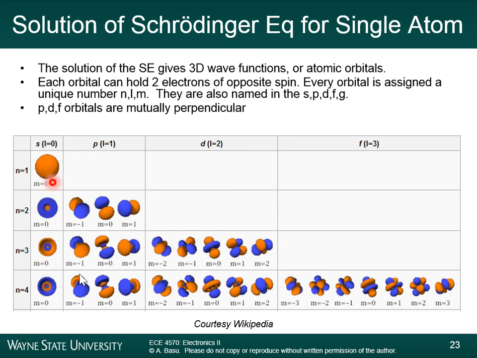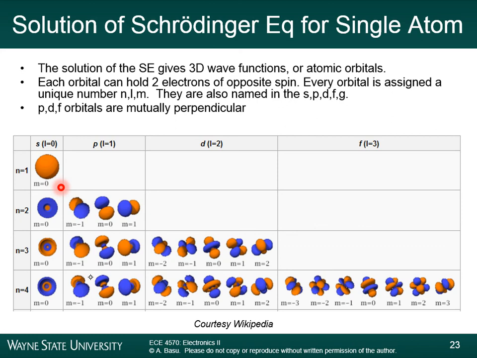In the first energy level, n equals 1, there's one possible orbital. Each orbital can hold 2 electrons of opposite spin, up and down. And every orbital is assigned a unique number in terms of n, L, and m. But as I mentioned before, we are going to talk about these orbitals in terms of the other quantum numbers, s, p, d, f, and g. These are called the orbital configuration. It's a notation for that. So at energy level 1, there's only one orbital, and that orbital looks like a sphere.